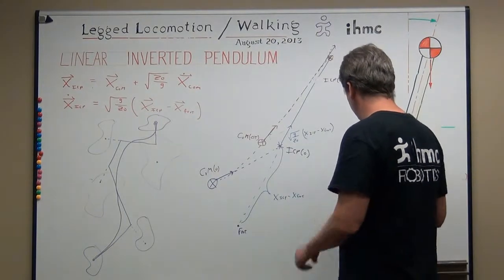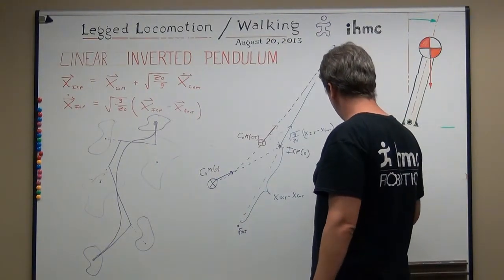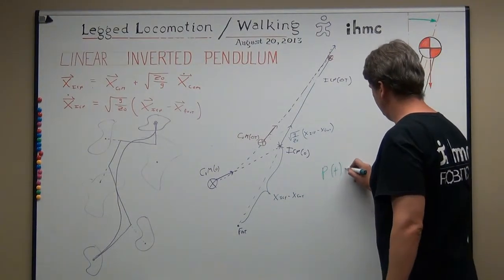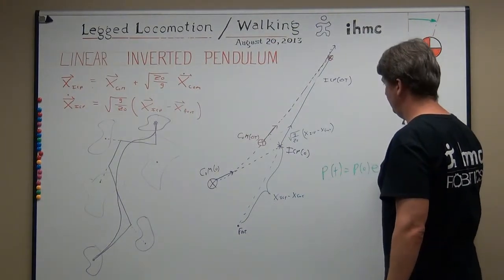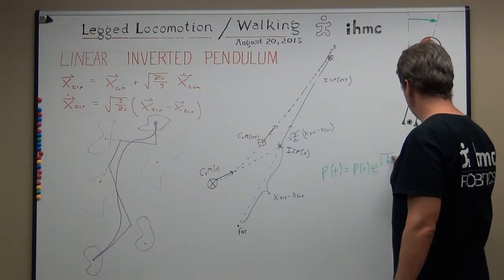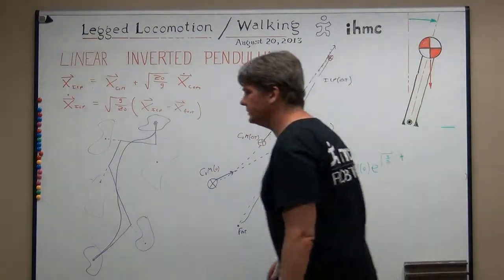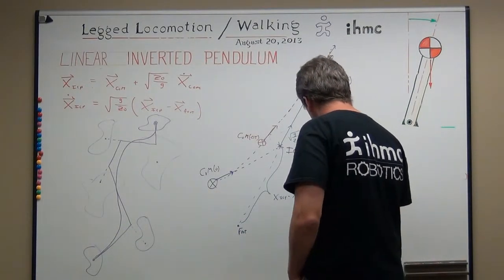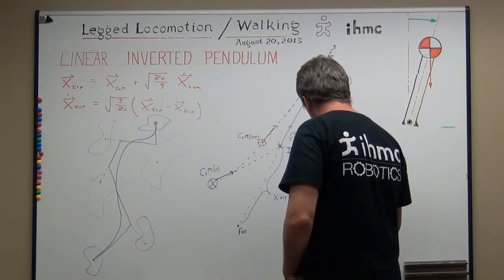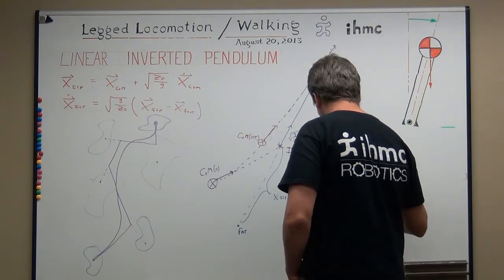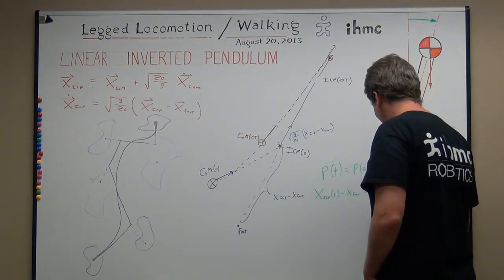Let me write it one more time then. p of t equals p of 0, the XICP minus x foot, times e to the square root of g over z naught times t. As gravity increases, it grows faster. If you have no gravity, then, let's just go into space. Then walking's easy.